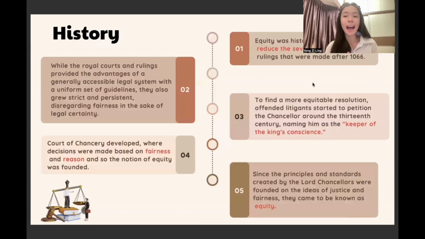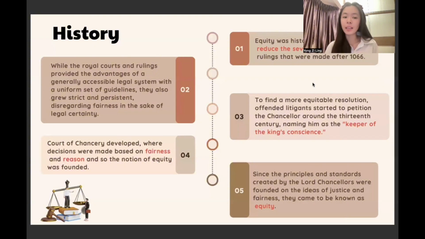We are going to look at how equity developed. Equity was created to reduce the severity of common law rulings. While the royal courts and rulings provided the advantages of a generally accessible legal system with a uniform set of guidelines, they also grew strict and persistent, disregarding fairness for the sake of legal certainty. In order to find a more equitable resolution, offended litigants started to petition the chancellor around the 13th century. They named him the keeper of the king's conscience.